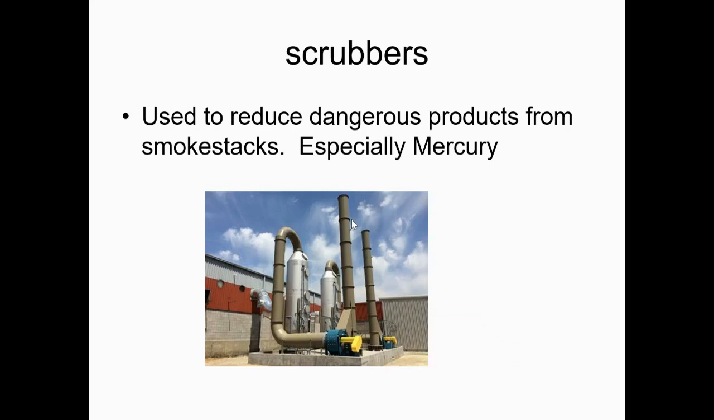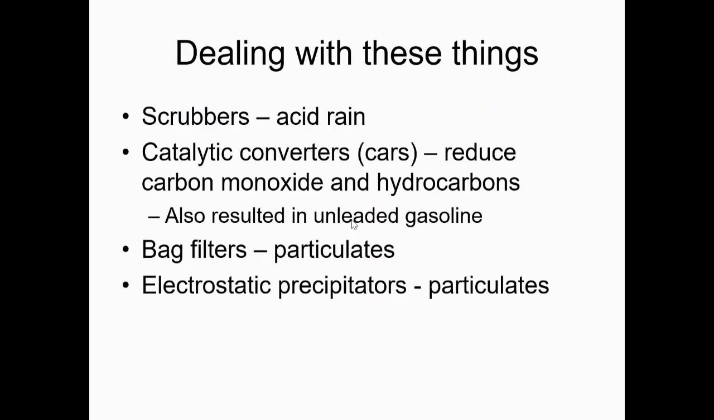Scrubbers are put on factories. They're used to reduce dangerous products from smokestacks, especially mercury as well. So here are the big things to do. Scrubbers can also decrease SOx and NOx, so they fight acid rain. Catalytic converters reduce carbon monoxide and hydrocarbons coming off gas tanks.